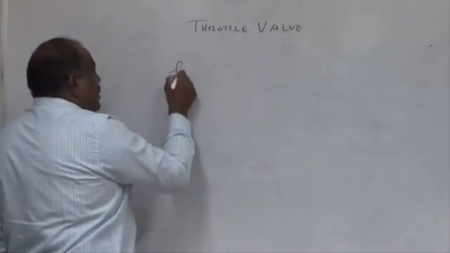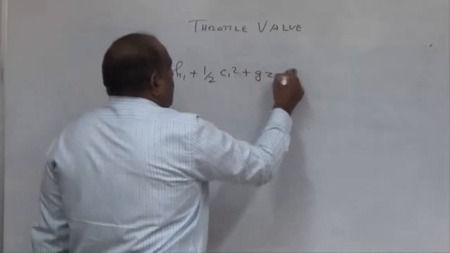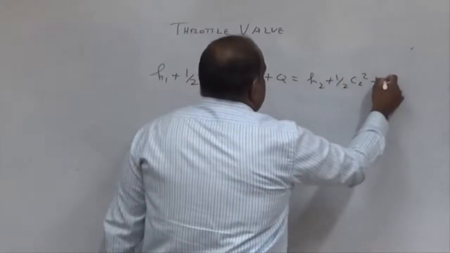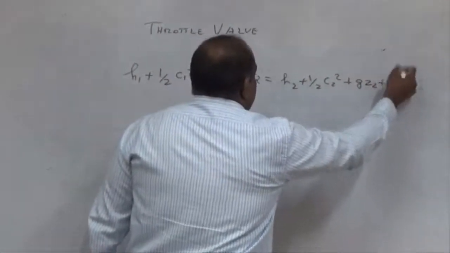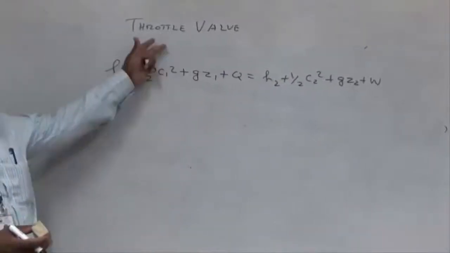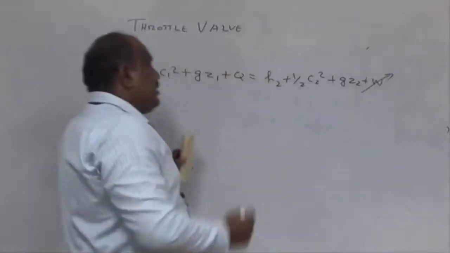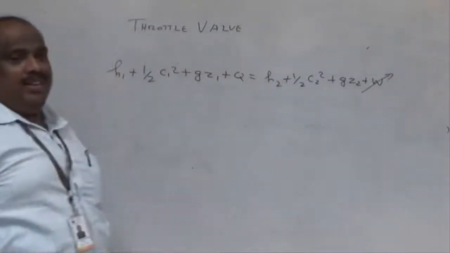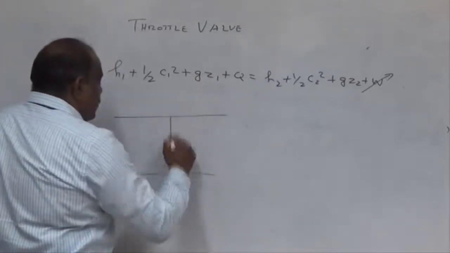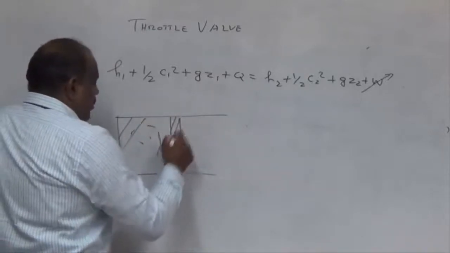So here the steady flow energy equation is H1 plus half C1 square plus gZ1 plus Q is equal to H2 plus half C2 square plus gZ2 plus W. Is any rotating part there in this throttle valve or expansion valve? No. So W will be equal to what? 0. If there is any heat transfer? No. Whatever heat transfer I meant is not from the system to the surrounding. Inside, yeah, it is the system now. It is nothing but your porous media.